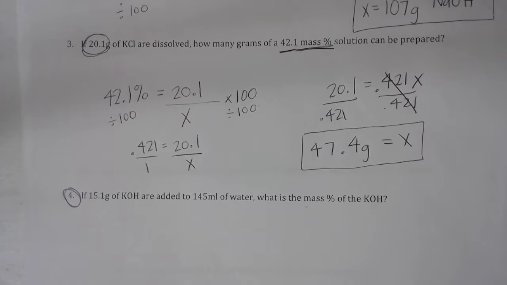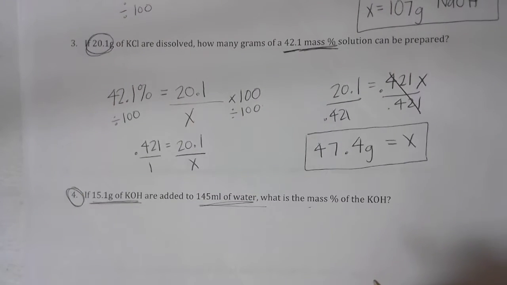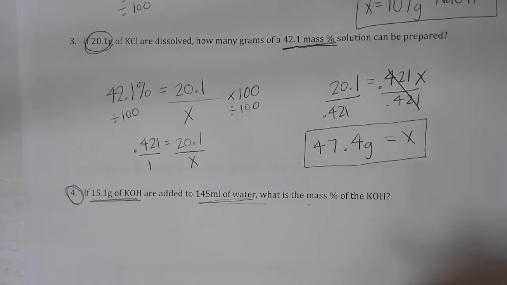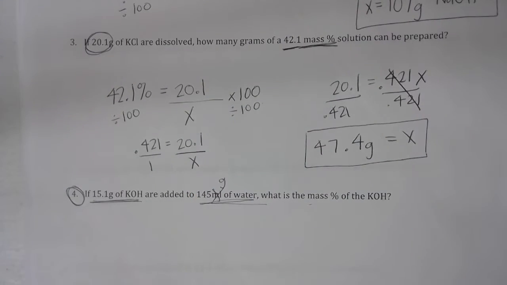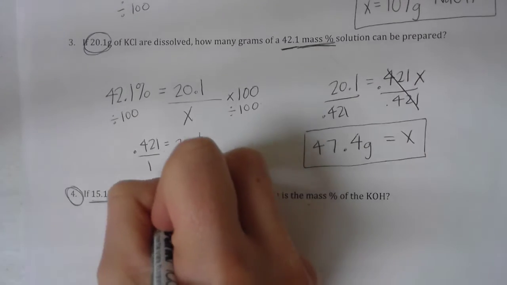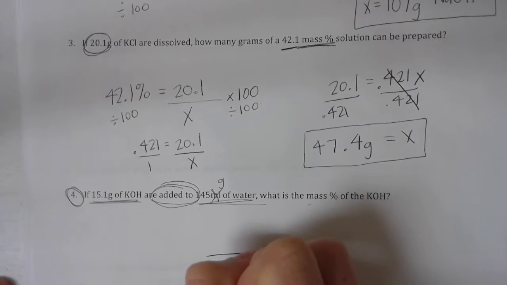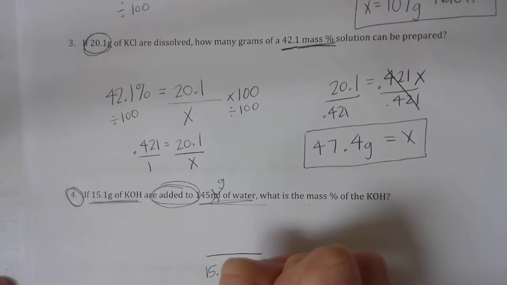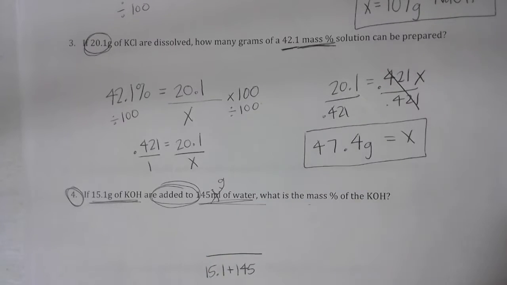And so I don't know my grams of solution. I know my grams of solute, but this is not my grams of anything. It's milliliters. It just so happens that for water, your grams equal your milliliters. It's the same thing. So actually I can just change this to 145 grams of water. And so if you see the word added to, I literally want you to add them because we have to add them together to get our total solution. So our total solution is going to be 15.1 plus 145 grams of water. Again, you can only change milliliters to grams if it's water.